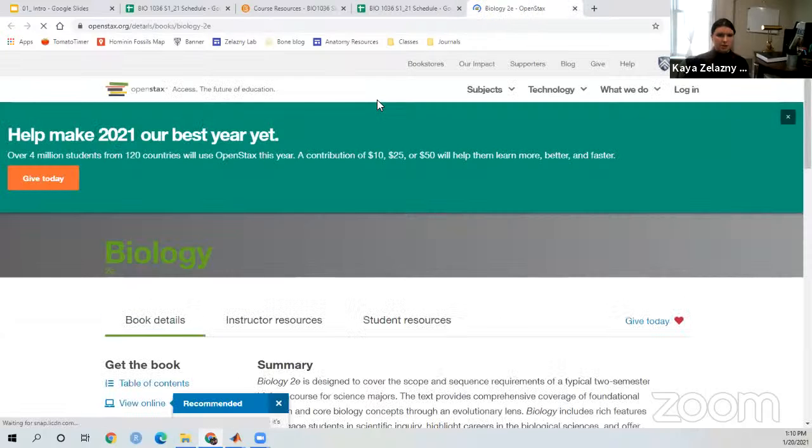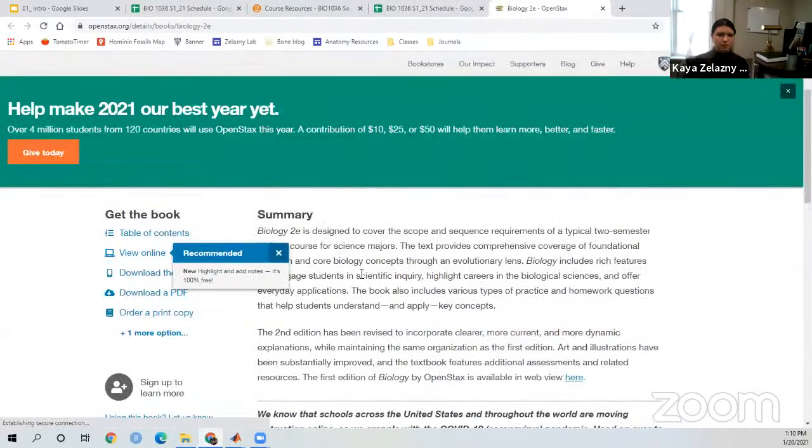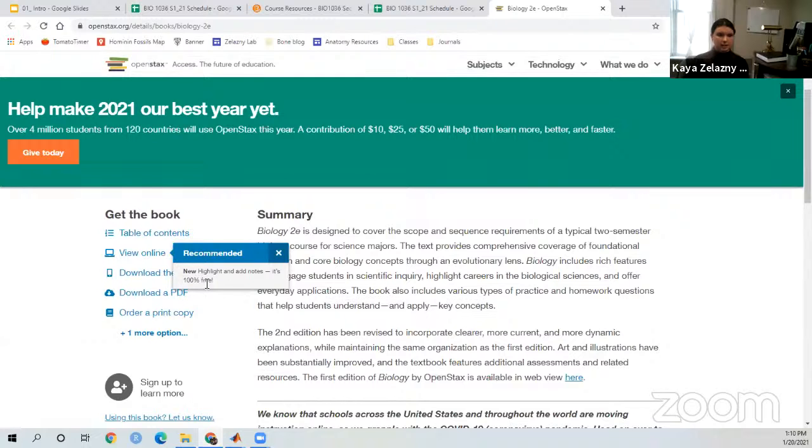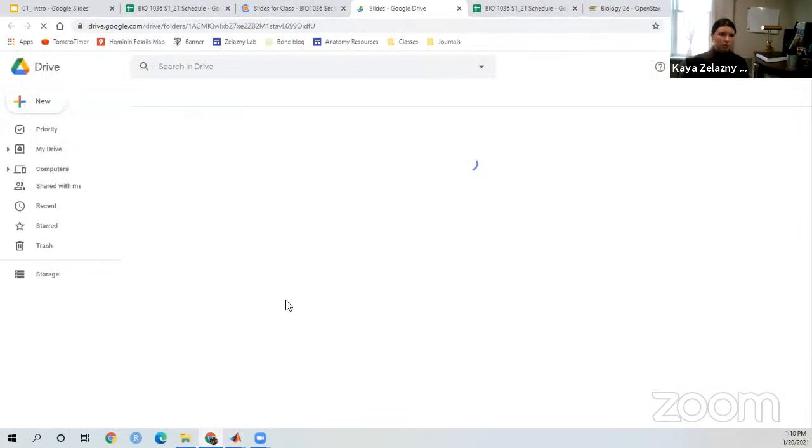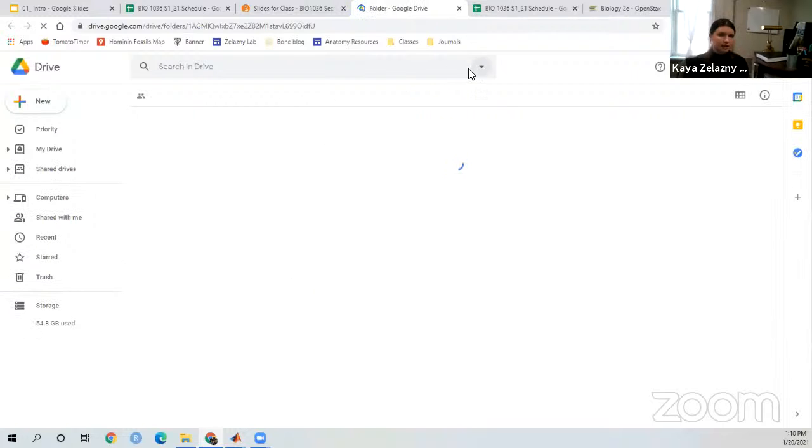So here we have our textbook, biology textbook, online, free. You can highlight it and add notes, online, free. And here we have a folder that links all the slides, so all the PowerPoint slides for content that we'll be covering.